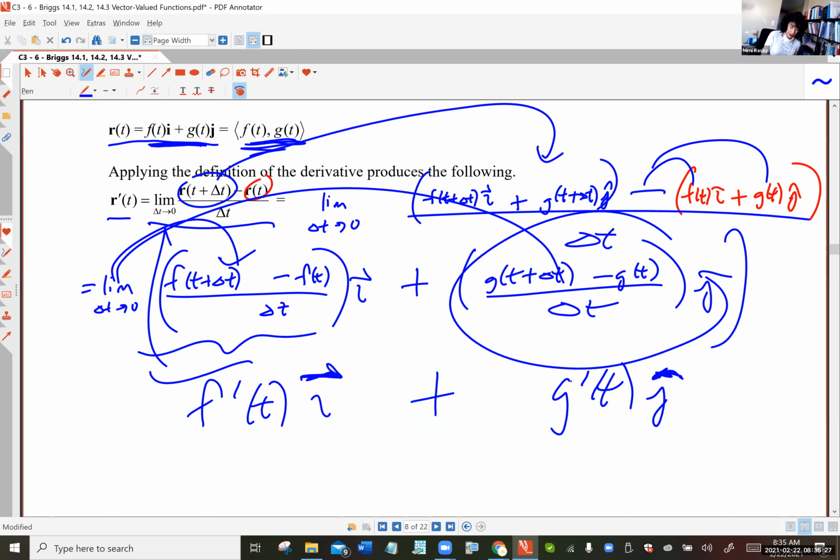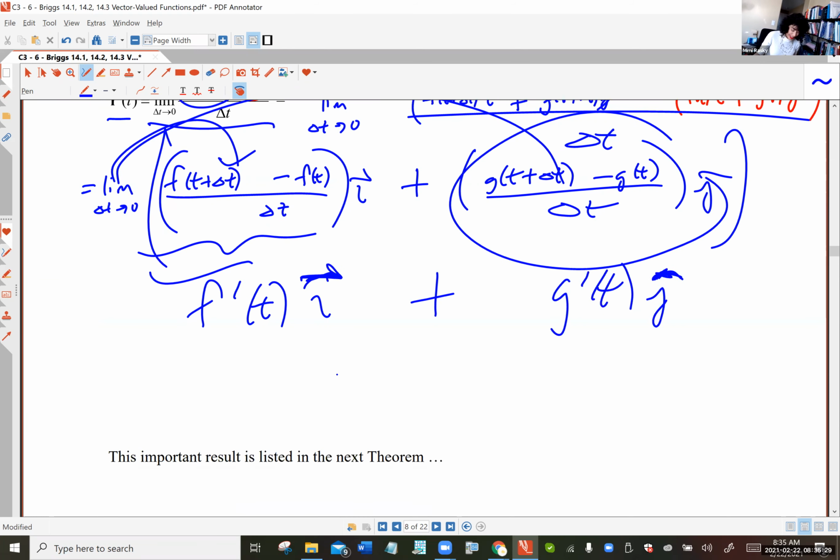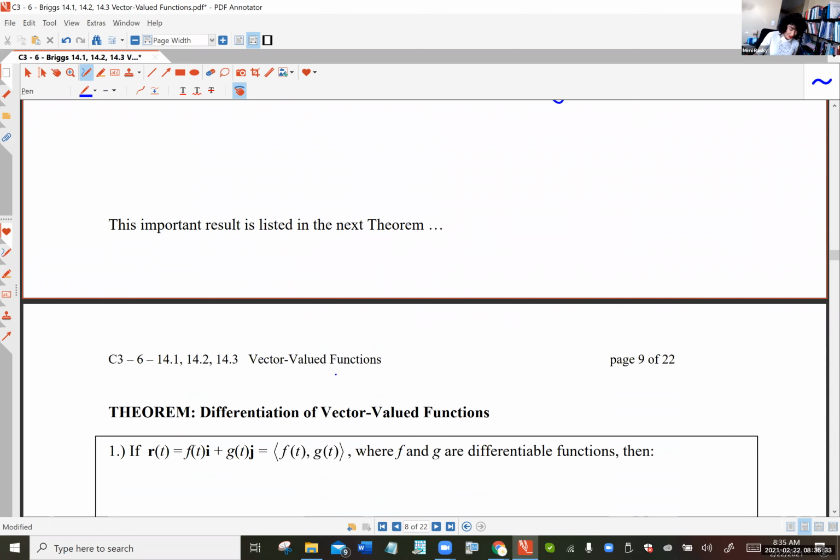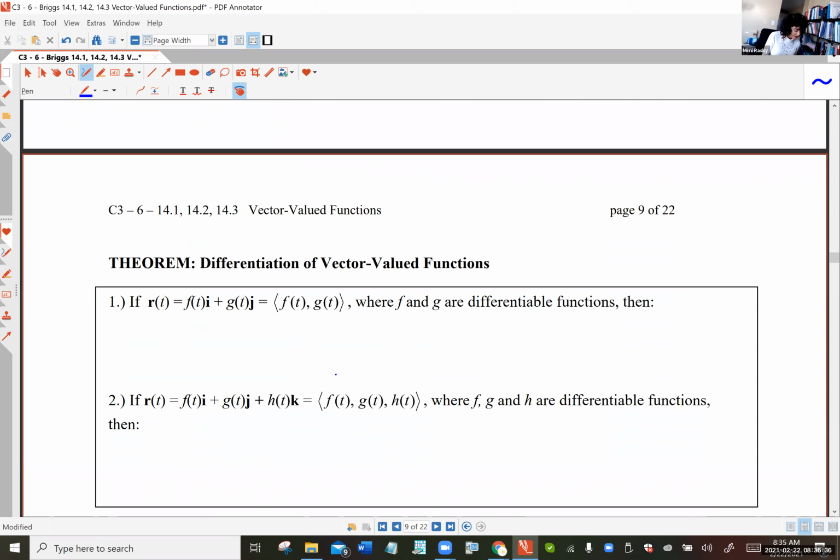Okay, so why do you care? Because it's really, really, really easy to do a derivative of a vector valued function. All you have to know, essentially, if somebody says, hey, go find r prime, is you individually take the derivative of each of the components. That's all.